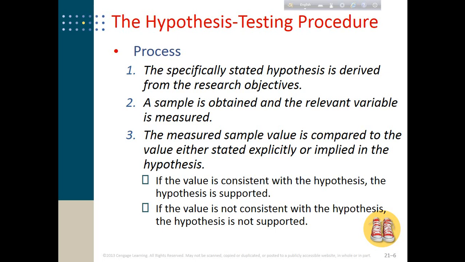So in this case, you will calculate a sample value. What is the sample value? The average income level of your sample. Then you will test if that is different from the value that is explicitly implied in your hypothesis, 100,000.